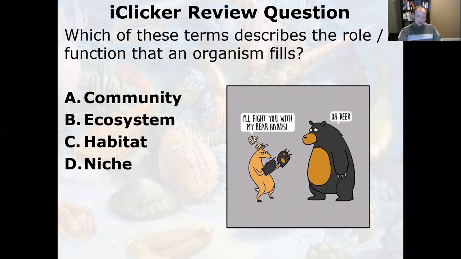5, 4, 3, 2, 1. It is a niche. So niche is the organism's job, the role that it does, how it makes its living. Habitat is similar, but habitat is where it lives, so habitat is like the address. The ecosystem is these large scale, kind of global things that share very similar environmental factors. And then community is a little bit more local, okay? Those are very important terms. Make sure that you're comfortable with those going forward.